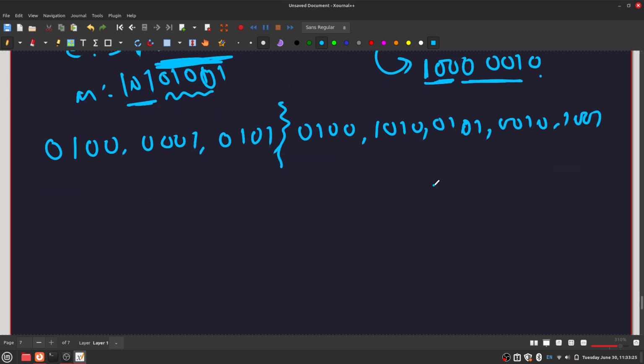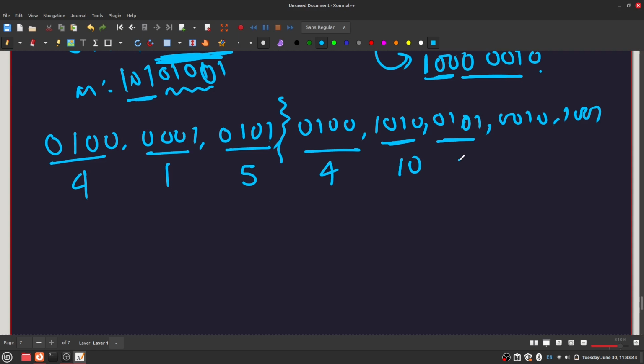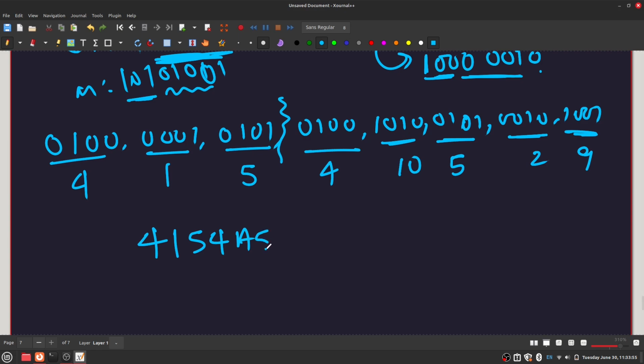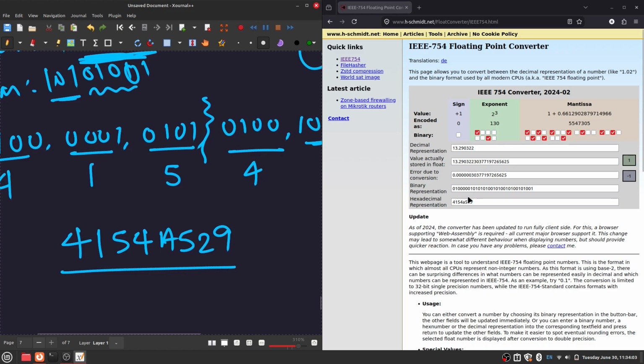Okay, let's evaluate this now. Whew, okay, so this is a 4, this is a 1, this is a 1 plus 4, a 5, this is a 4, yes, this is a 10, this is a 5, right, this is a 2, this is a 9. Okay, so 4 1 5 4 A 5 2 9. This is what I'm getting now. Let's check if this is actually what the notation is. So 4154A529. Yes, I did in fact get it this time.